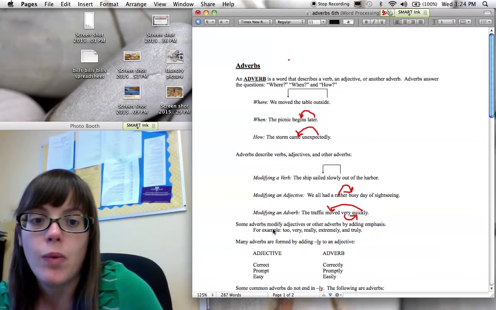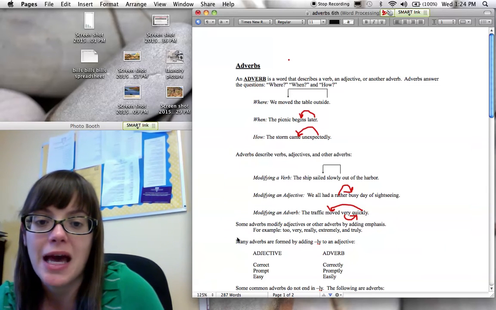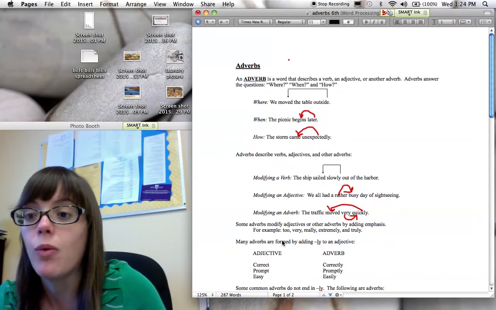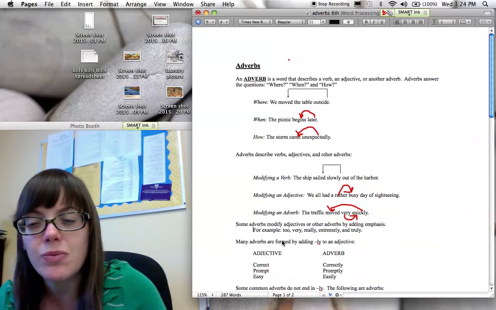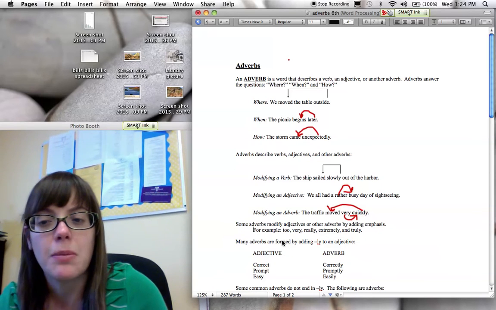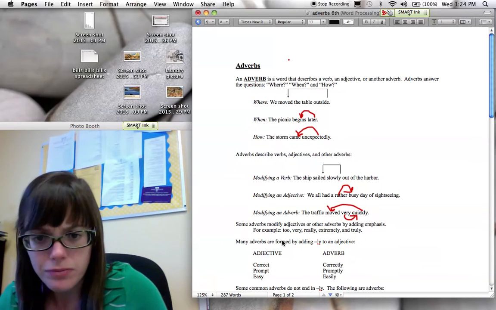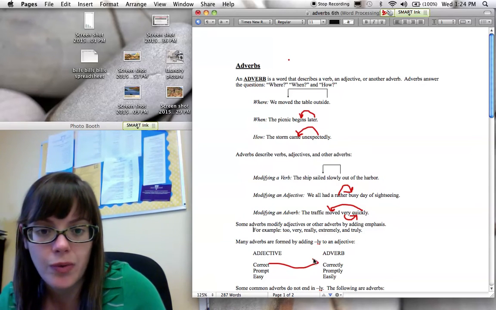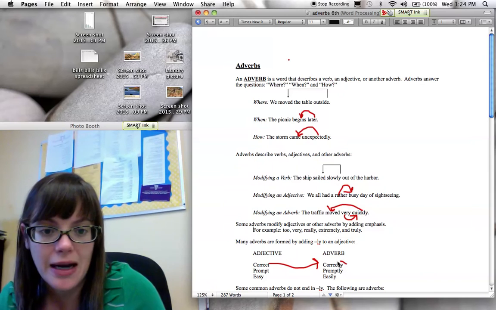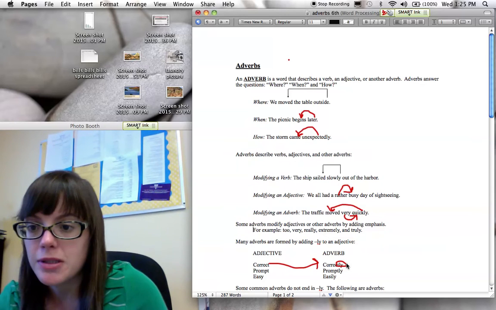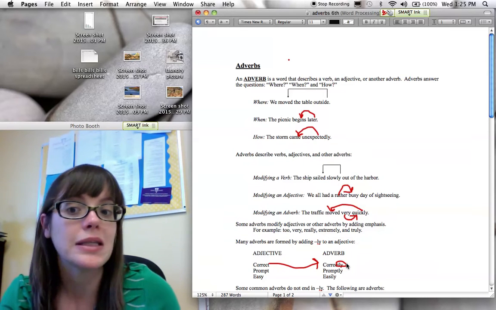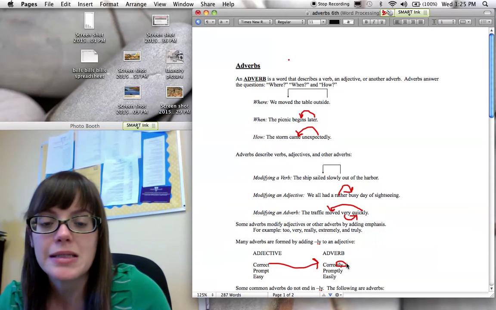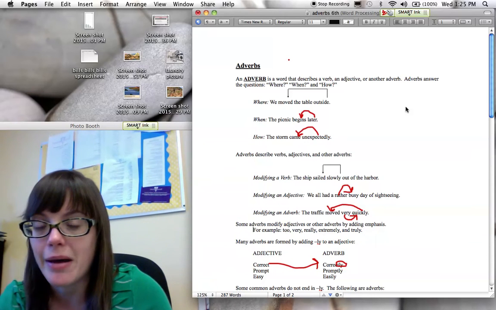All right, now one good trick to know is that many adverbs are formed by adding ly to an adjective. So usually when you see an ly ending, it's a pretty good indicator it's an adverb. So for example, correct can turn into correctly once we add that ly. Prompt, same thing. We add an ly, promptly, and it becomes an adverb. Easy can go to easily and become an adverb.